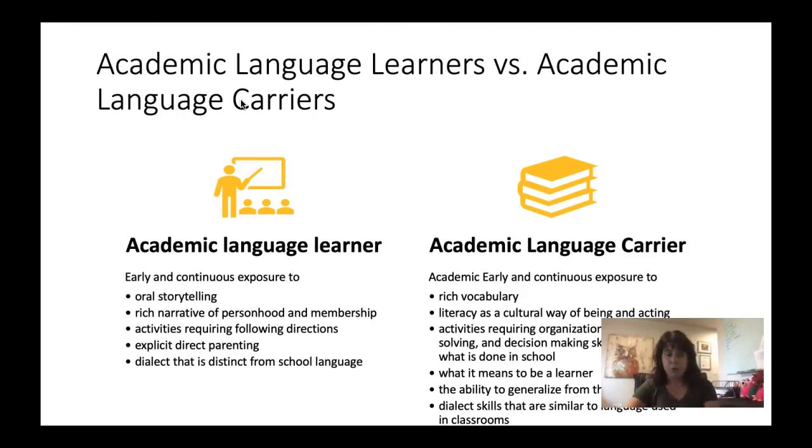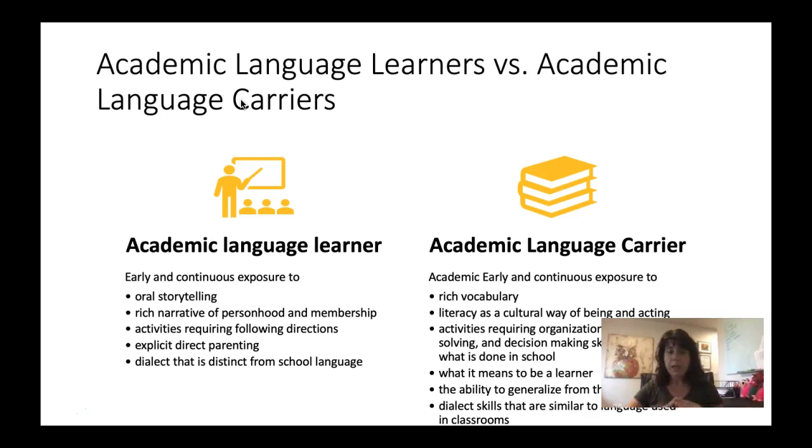So academic language learners are students who do have early and continuous exposure to storytelling at home, rich narrative of personhood and membership. They bring their culture into the classroom. They do activities after following instructions. So someone tells them what to do and they can follow instructions in order to do that. But all this is done with explicit, direct parenting. So a parent is typically telling them, you need to go brush your teeth after you eat dinner. And it's a dialect that's distinct from the school language.